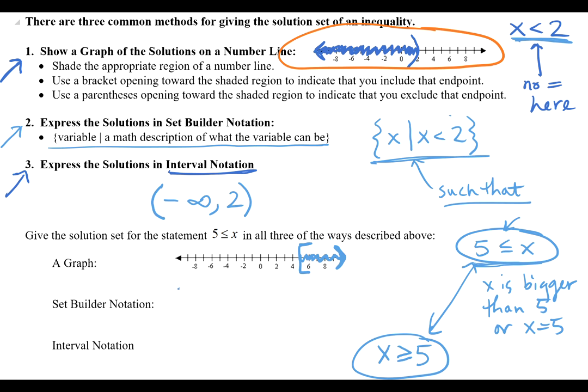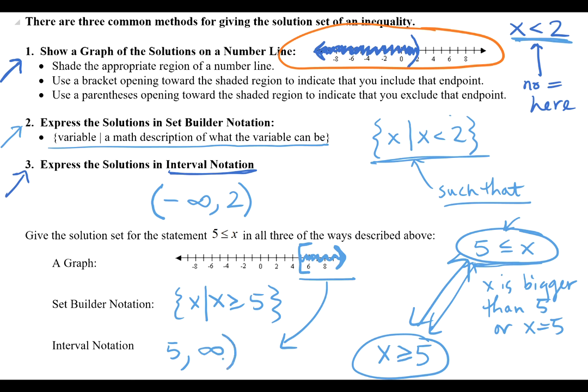In set builder notation, I would say the set of x such that, and you could use either one of these 2 statements. Usually we do the one where x is first. Set of x such that x is greater or equal to 5. Close your brace. And then in interval notation, we just mimic what this graph is showing, which is that our left number is 5, our right number is infinity. Always use a parenthesis with infinity, and because we're including the 5, because of the equals, we'll use a bracket.